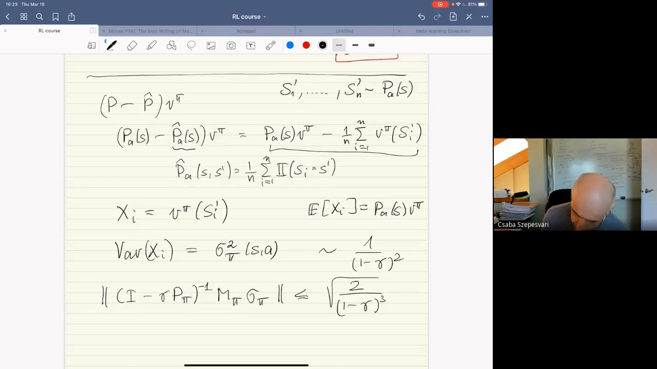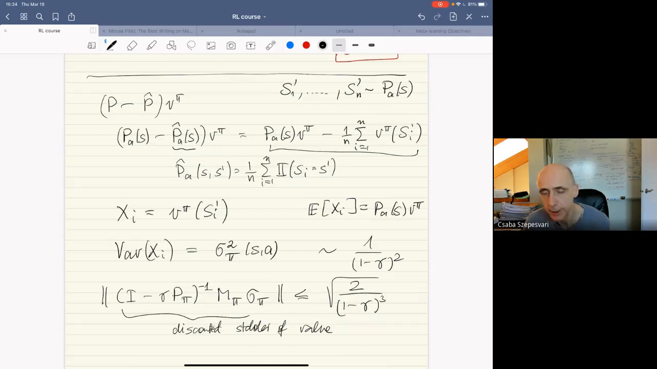2/(1 − γ³). So somehow this is the discounted standard deviation of value, and for some magical reason this is not big. Okay, so that makes us a little bit more hopeful.